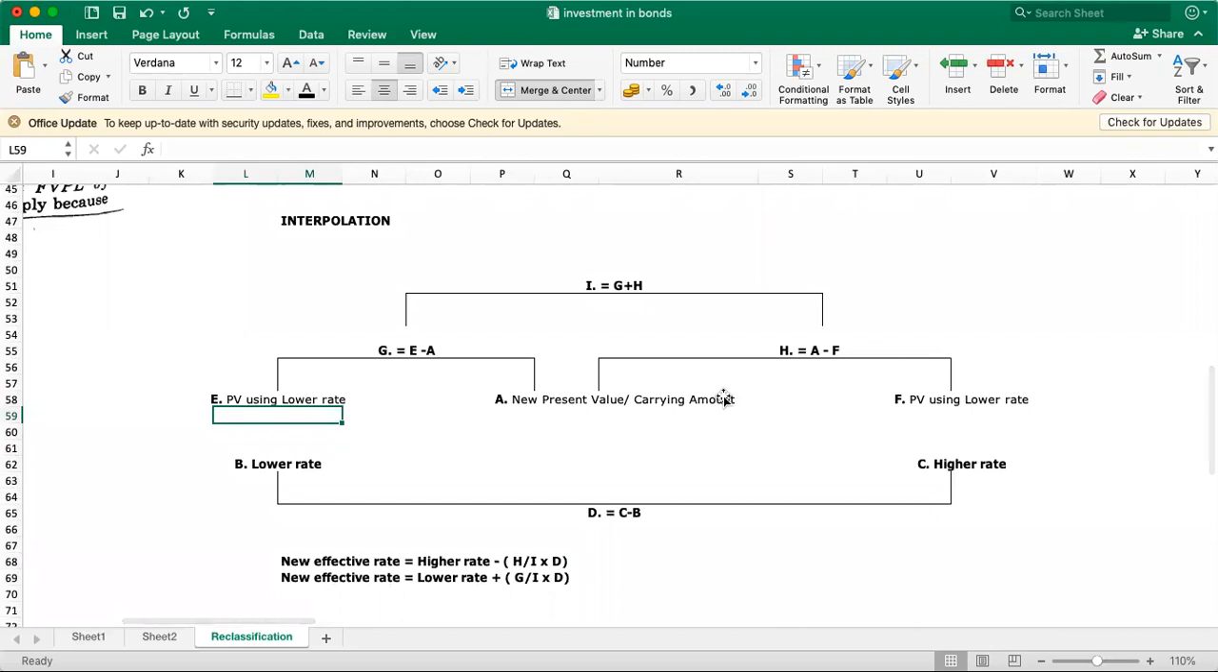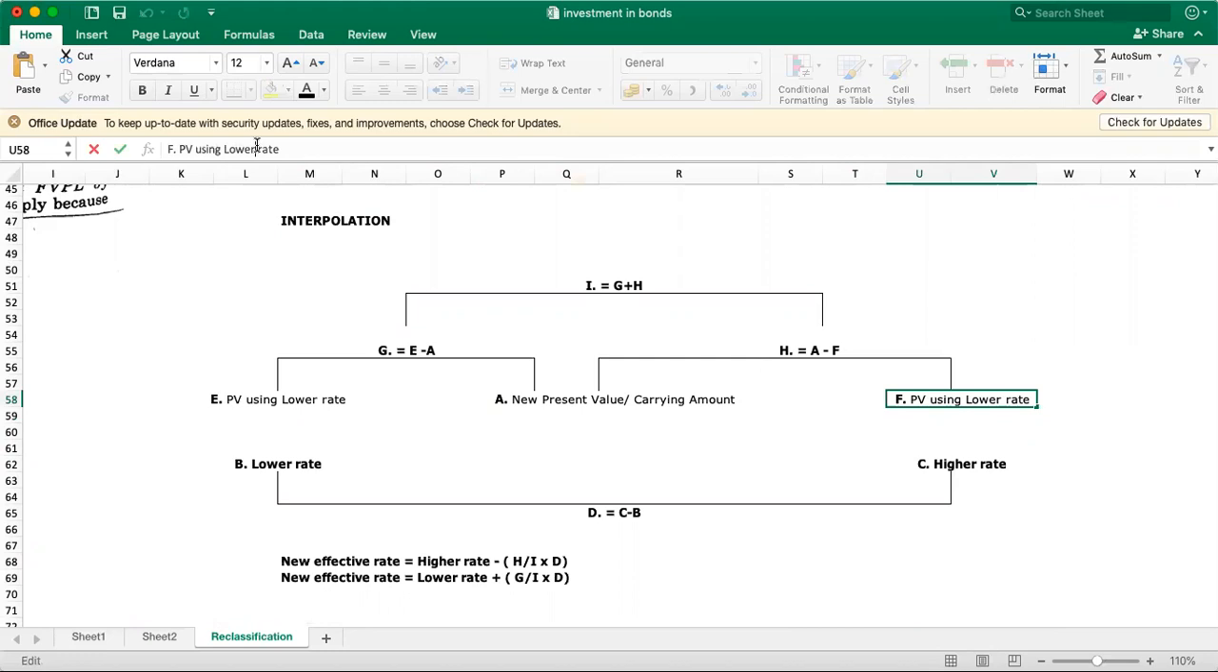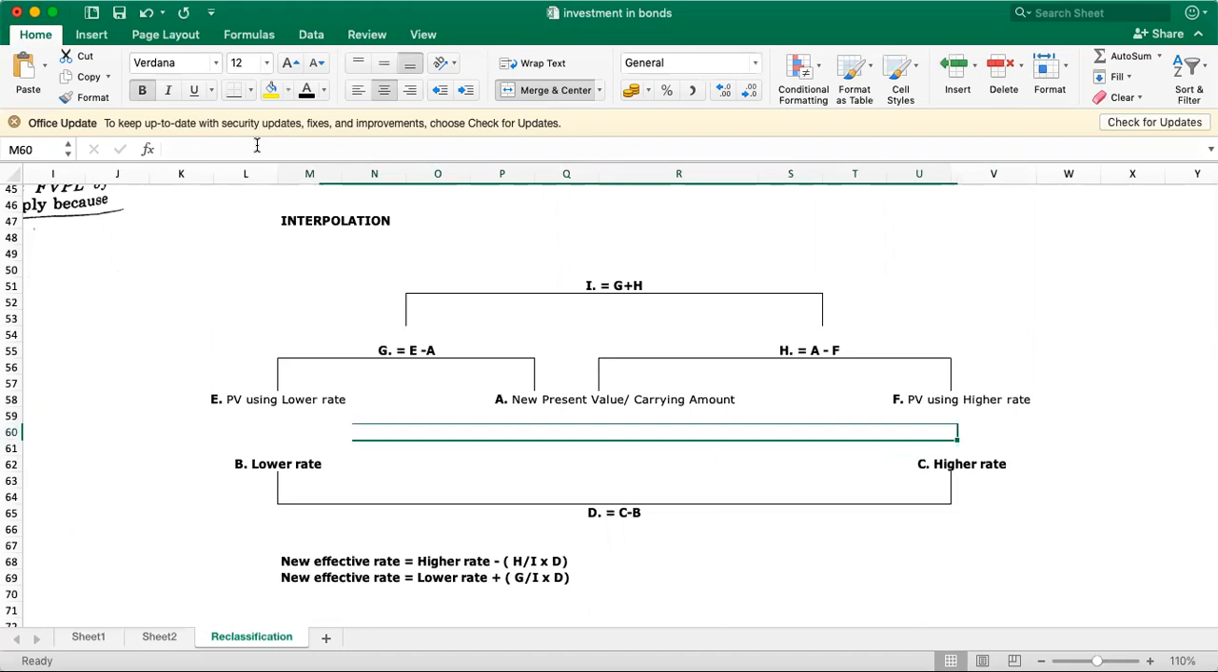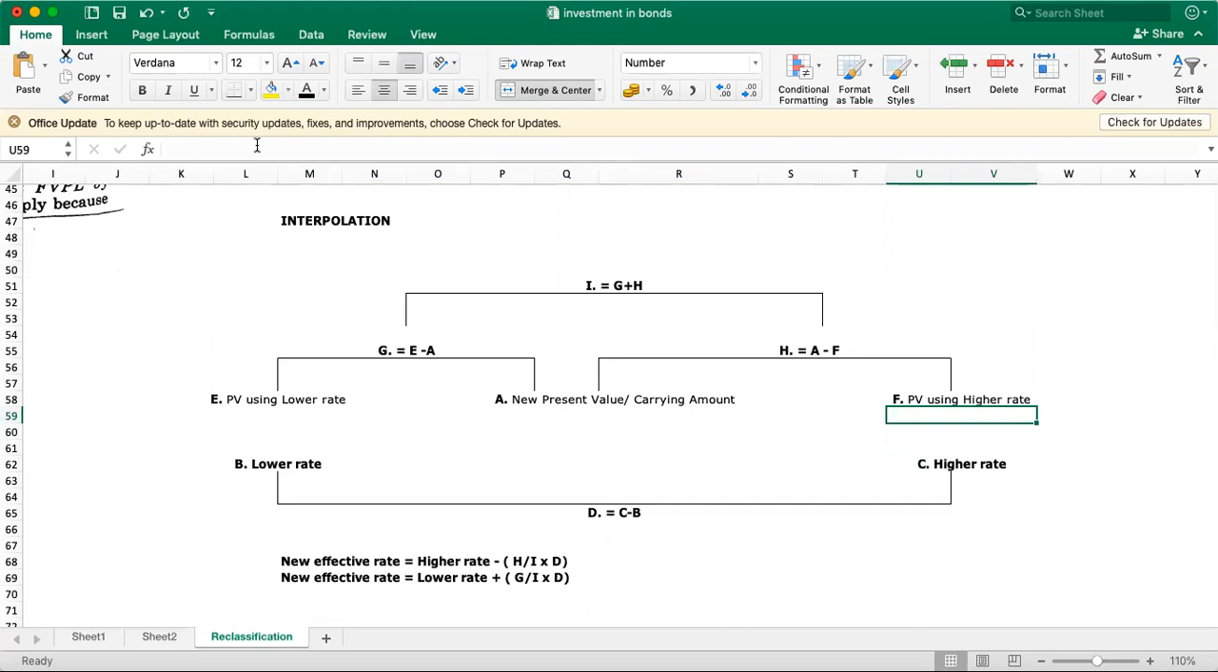So this is the PV using our lower rate. This is the PV using our higher rate. This should be higher. You need to compute the PV of 1 using the higher rate, for example 9%, and the PV of an ordinary annuity of 1 at the higher rate, 9%. Then the N should be based on the remaining years, so 3 years for example.